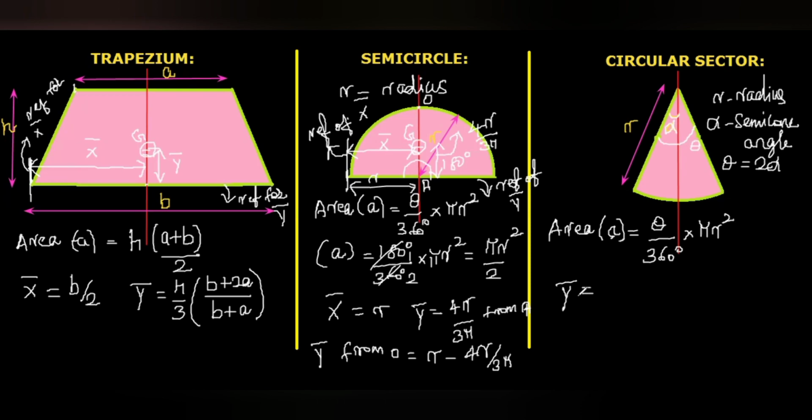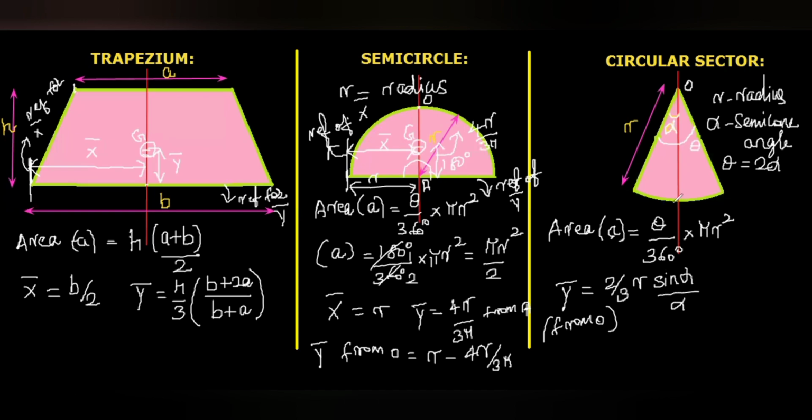Here only y bar we are going to discuss. The y bar from the point O, not from the base. Here the y bar formula is from the point O. If you want it from the base, then r minus this value. That is equal to 2 by 3 r sine alpha divided by alpha.